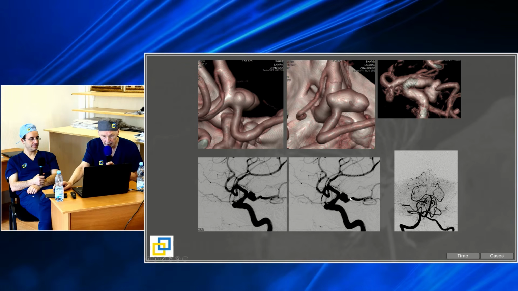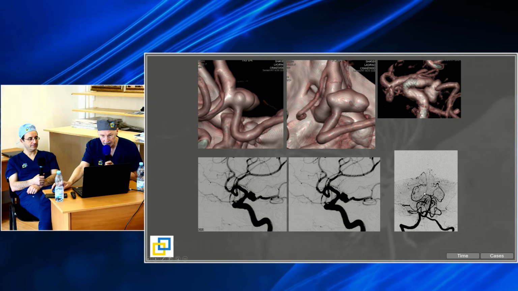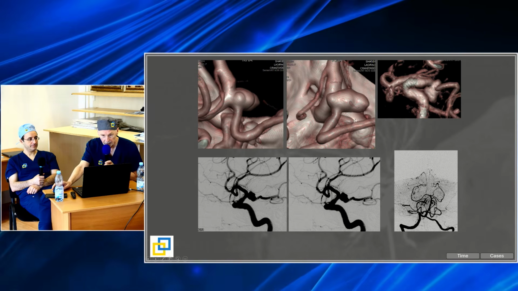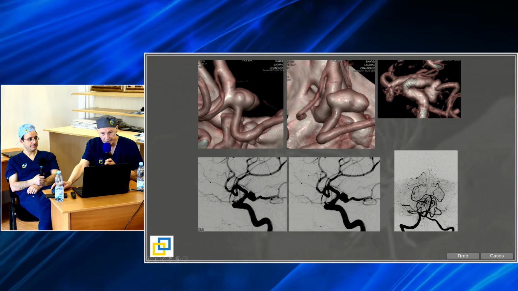This looked like a fetal PCOM. There was no angiographically apparent P1. These are the superior cerebellar segments here bilaterally. And so the question was how to go about this surgically.